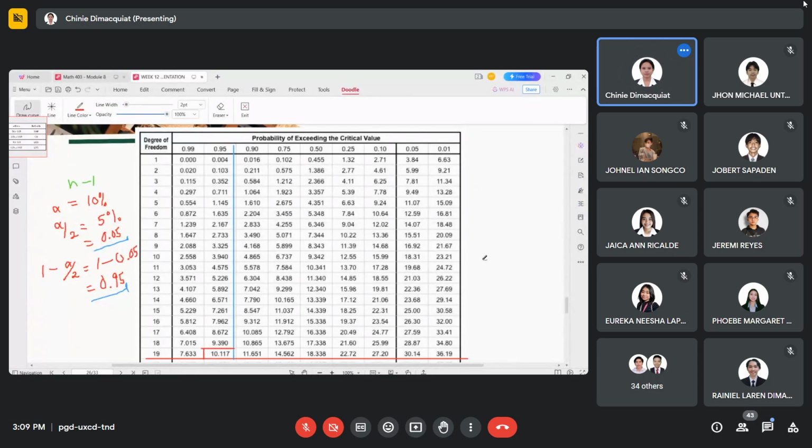Yan. Then, para naman sa isa pa, so okay na tayo dito kay 1 minus alpha over 2. Then, ito naman, kay 0.05. So, 0.05. So, ito, 30.40. So, therefore, nakuha na natin yung ating critical values. Yung isa ay 10.117 and yung isa ay 30.40.